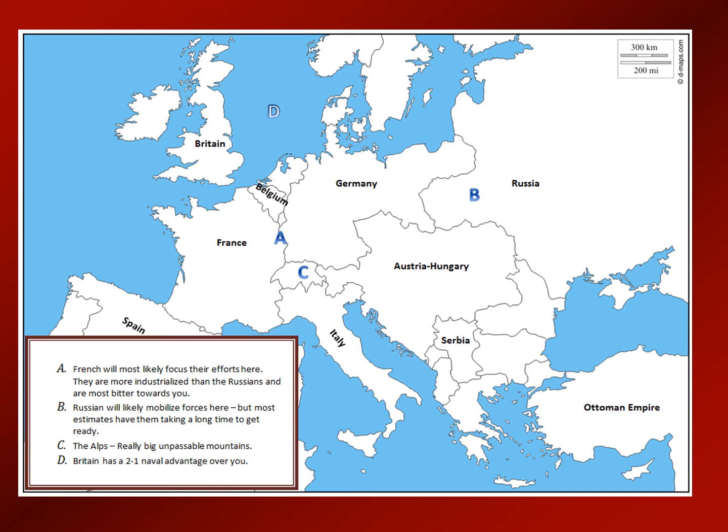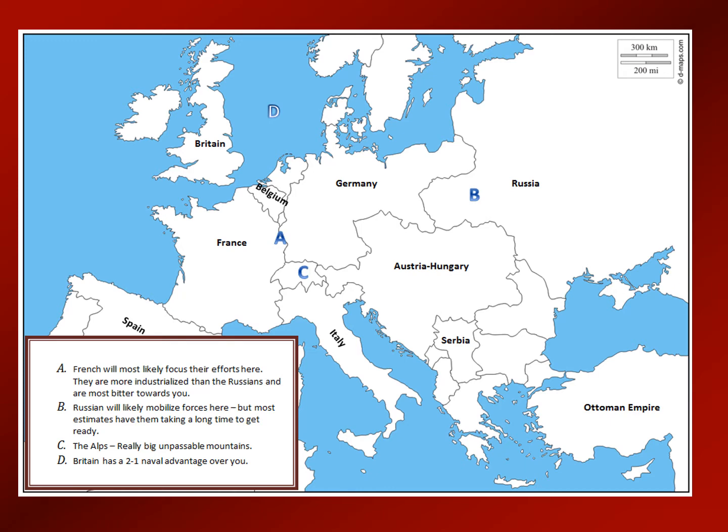If you look at section B, the Russians are going to mobilize forces in that area, but most estimates of the time have them taking a long time to actually get their troops to the front because they have a very rickety railroad system. It's not very industrialized. So the Germans feel like they have some time there because the Russians will be slower.